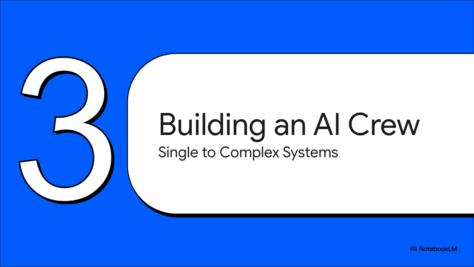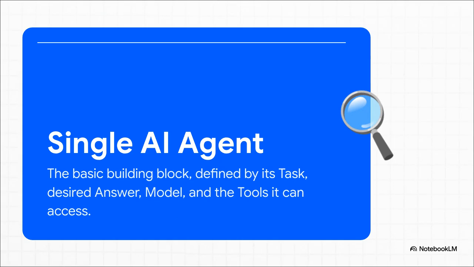That last pattern, the multi-agent system, that's where things start to get really fascinating. We're moving beyond just one AI doing a task. We're talking about building entire AI crews, almost like a little company, where every agent has its own specific job. But every crew is made up of individuals, right? And every big AI system is made of single agents. Each one has 4 key parts: a specific task it needs to do, the answer you want it to produce, the language model that's its brain, and the set of tools it can use to get the job done.